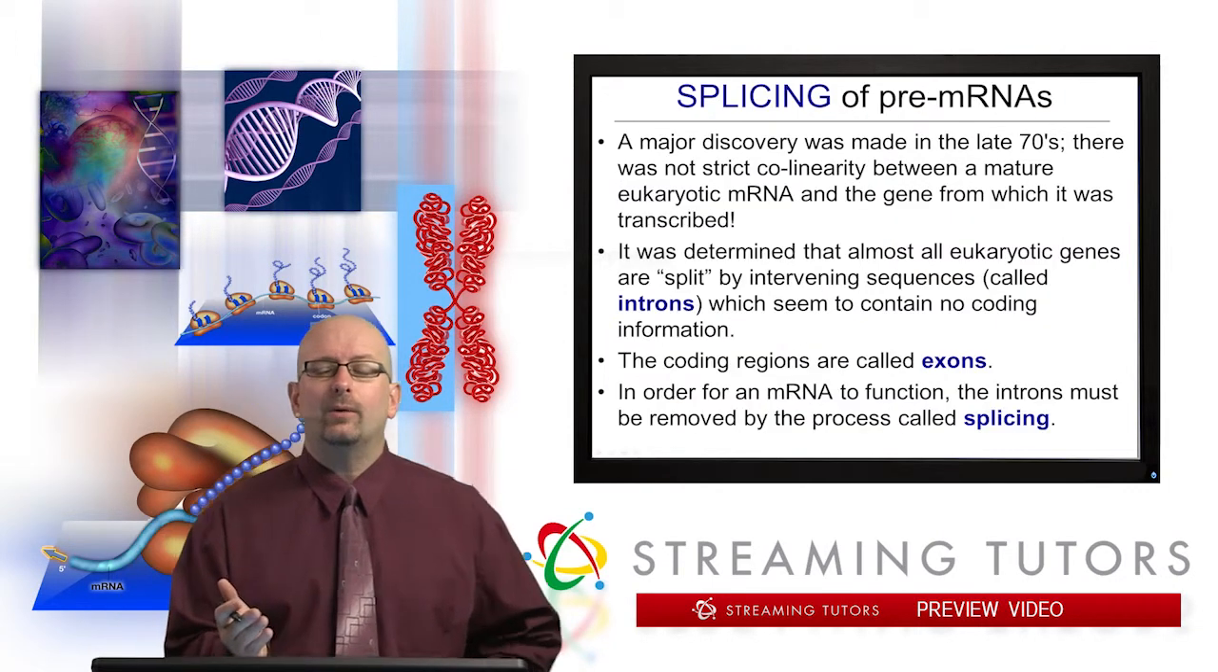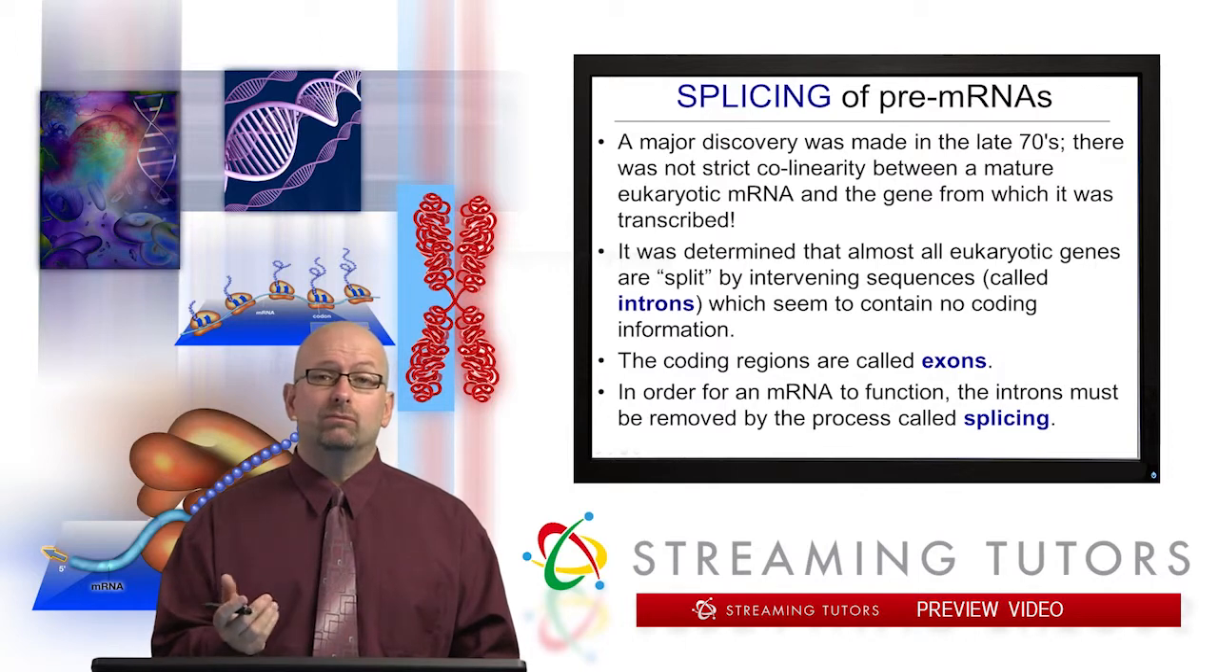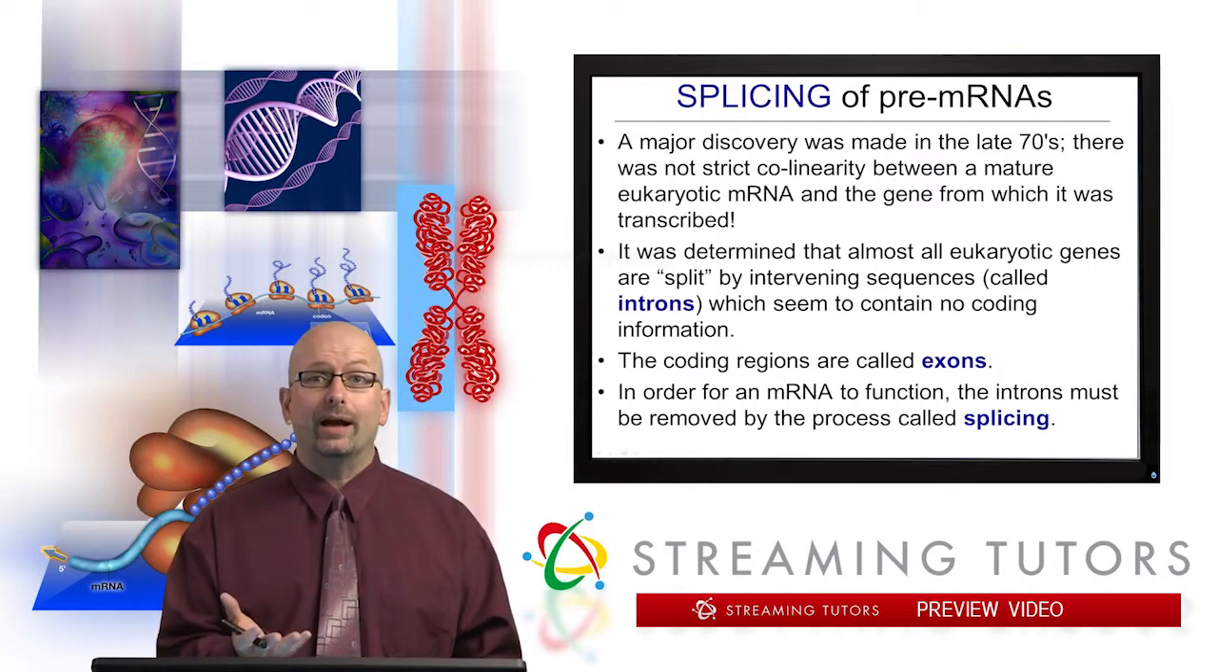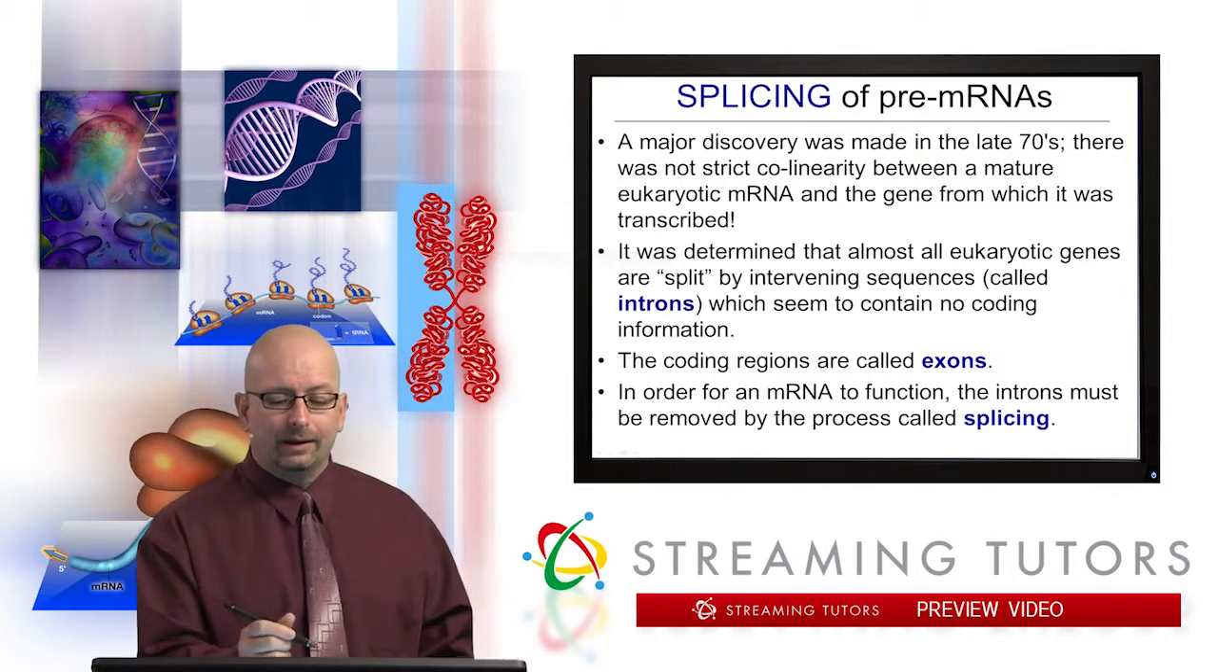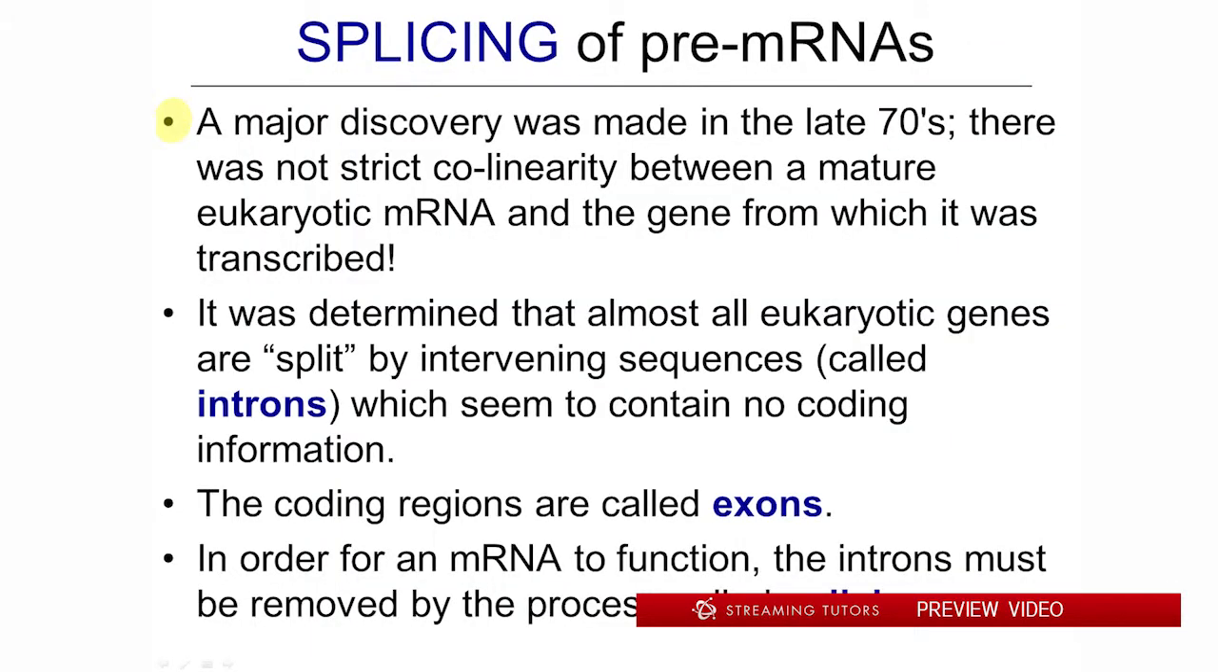Okay. Now, in addition, and this is when we talk about RNA processing, there are a lot of things going on, but splicing is probably the most interesting, and most people probably think about splicing when they think of RNA processing. Now, this only occurs in eukaryotes as well. In the late 1970s, a major discovery was made, and the discovery specifically was this, that there was not, as had been assumed, strict collinearity. We use that term, and I'll make sure we understand it in a minute, between a mature, finished eukaryotic mRNA and the gene from which it was transcribed.